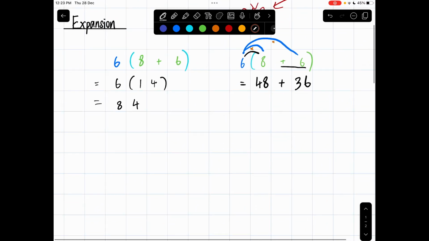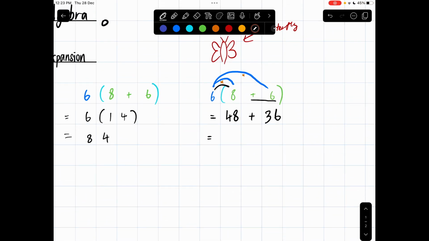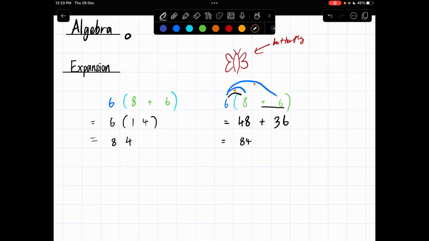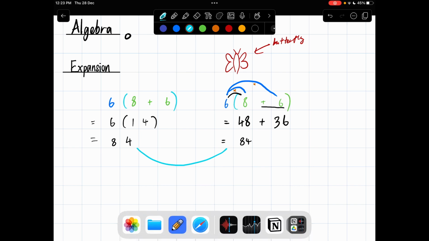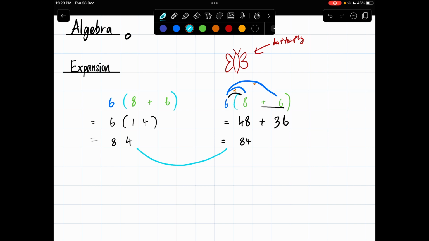So 48 plus 36, you end up with the number 84. As you see, both of these, although done in different manners, still get you the exact same answer of 84. So with that, we know that it's possible to add inside the bracket and multiply with the number outside, like this.